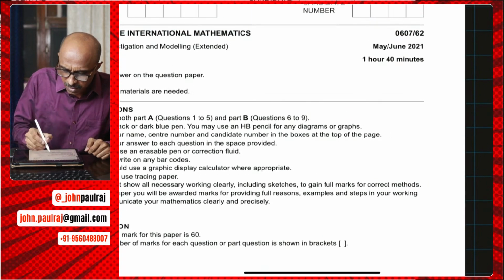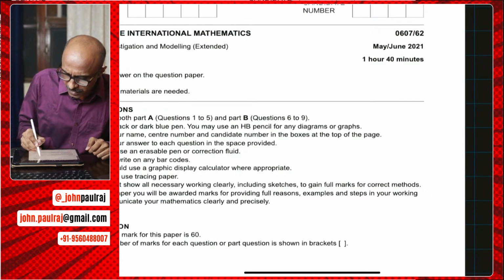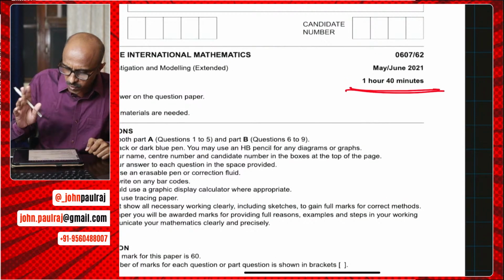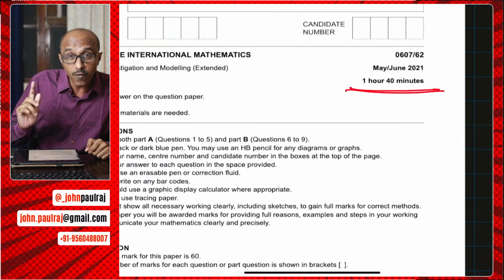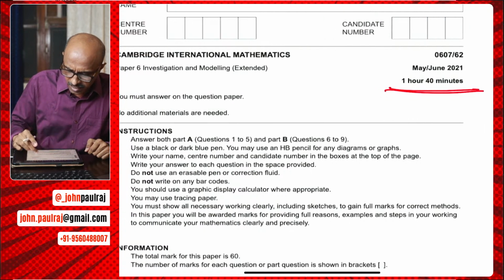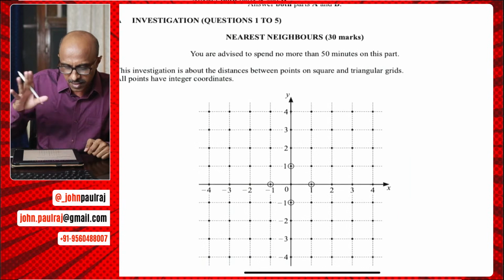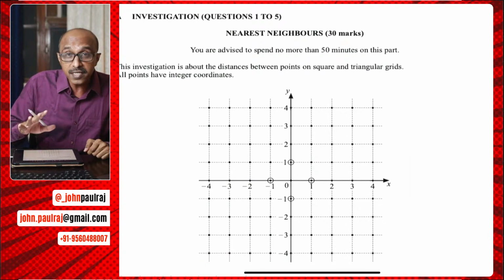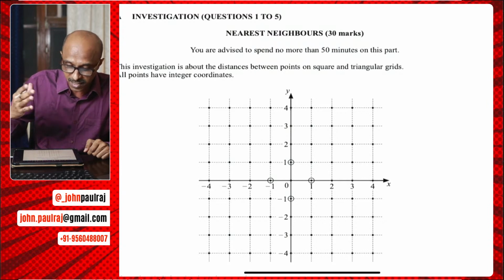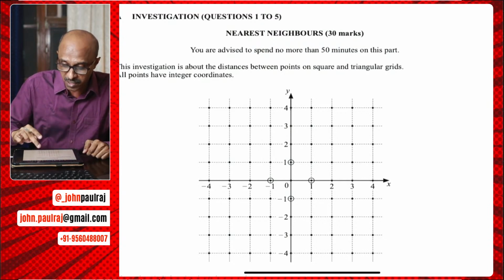First of all, let's pay attention to this one. This paper is May/June 2021. The paper is 1 hour 40 minutes, and there are two parts to this paper: an investigation part and a modeling part. Today in this particular session, we are just going to solve the investigation part only. We won't get enough time, so perhaps next week or in some other stream, we will do the modeling for this particular paper.